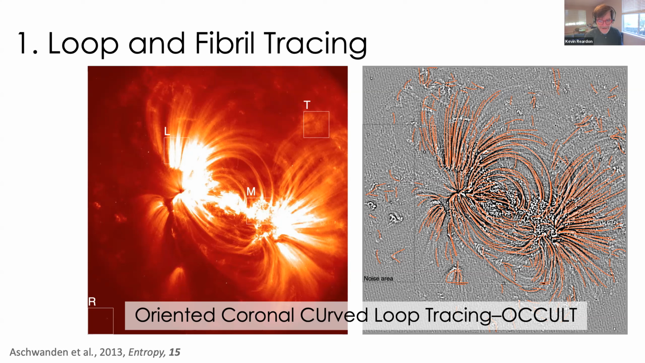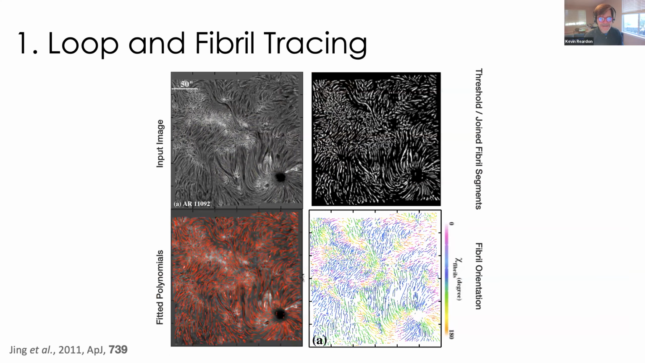One of the key ones used is called OCCULT, oriented coronal curved loop tracing. You see these orange lines over here are some of the coronal loops that have been identified in the image on the left. Some of them seem reasonable, others are maybe less so, artifacts. Obviously, it picks out a lot of things. But there are other techniques.